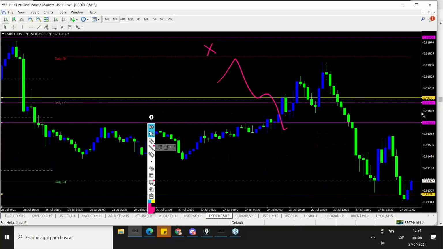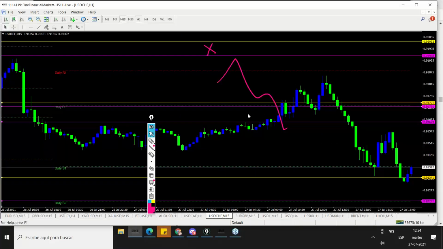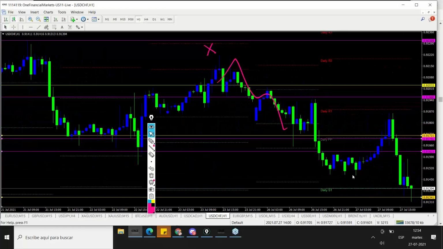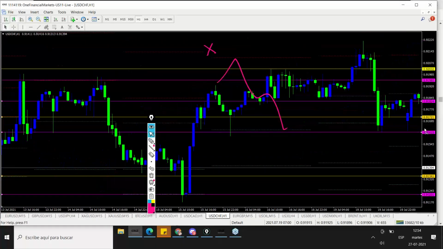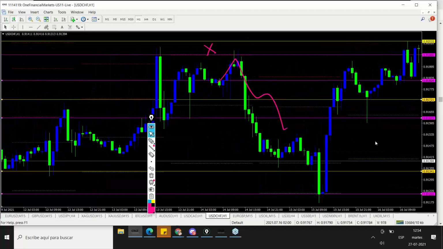Let me show you here the dollar Swiss franc, because we have a kind of similar situation with the dollar yen. We had the price going down, we had the price dropping and everything. But then today I said, you know what, we shouldn't sell anymore on the Swiss franc.